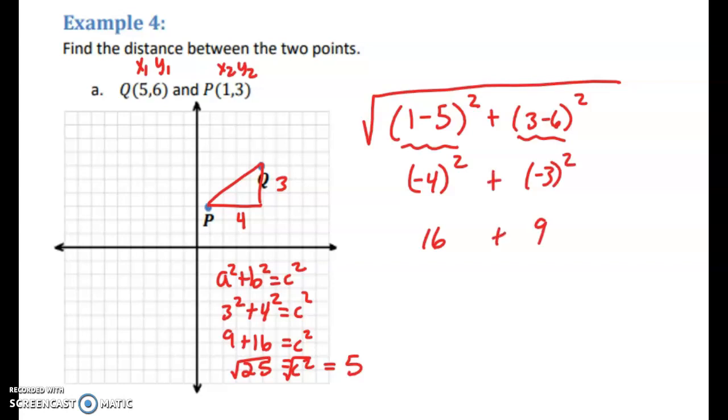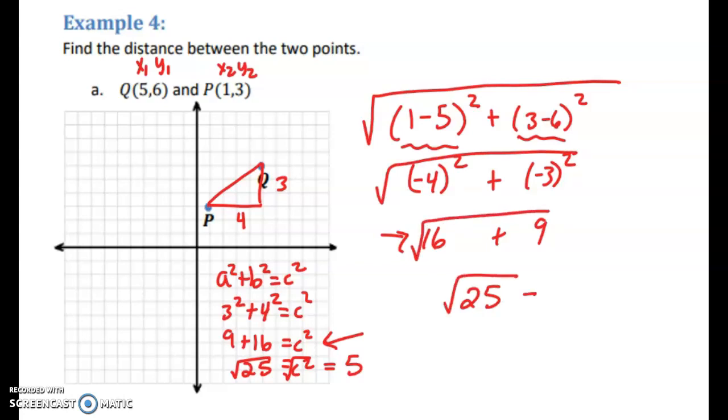So hopefully you see the similarity between this step. You had 9 plus 16, and here you also have 16 plus 9. So you end up with 25, but keep in mind that this square root has been here all along, just sometimes I don't end up writing it on each step, which I really probably should, and the square root of 25 is 5. So the distance formula and the Pythagorean theorem are directly related.